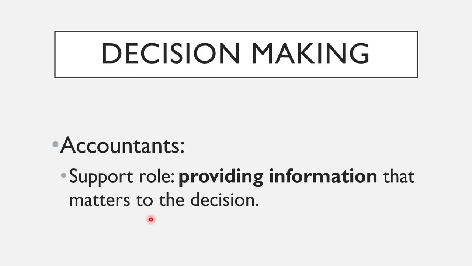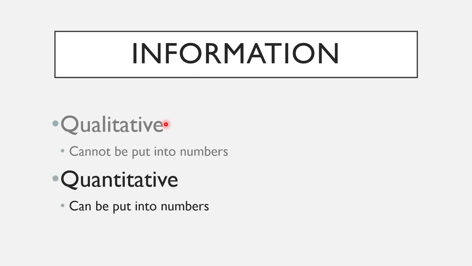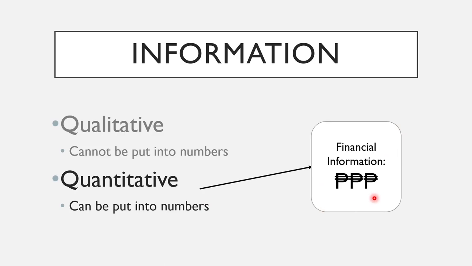Okay? So, let's take one step backward first. Information can be qualitative. This is the info that cannot be put into numbers. Or quantitative, which means it can be expressed in numerical form. Under quantitative info, a subset of this is financial info. May mga numero na pwedeng i-express as peso. We call that financial information. As accountants, we would deal most of the time with financial information.